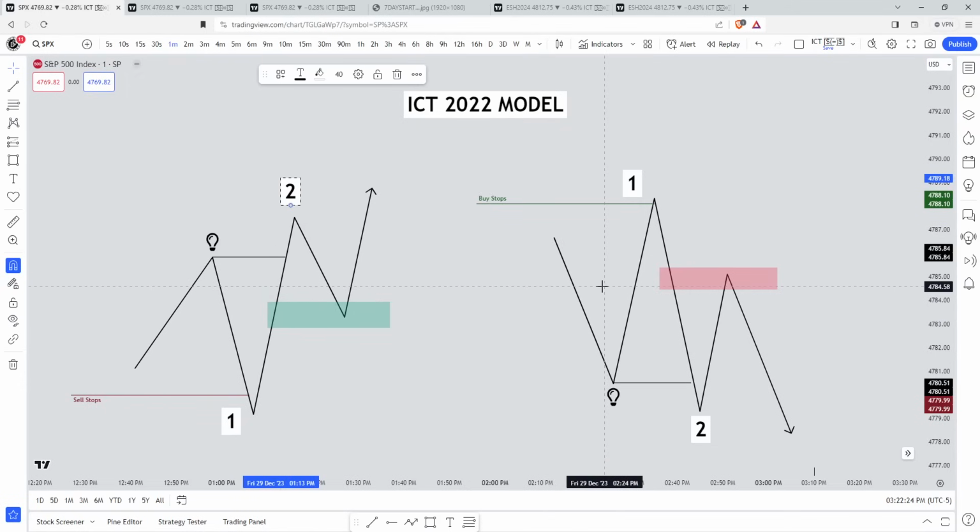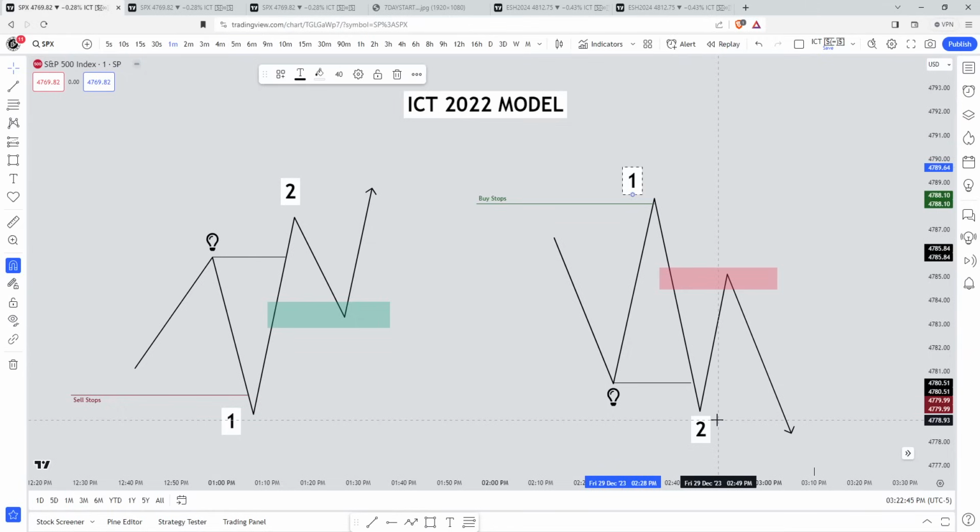Similarly, in the bearish example, in number 1, you're looking for a run on liquidity or a run on buy side liquidity. After that, you're looking for a move down to take out an old low. This is considered the market structure shift if it creates a fair value gap from 1 to 2. So there's 3 steps: a run on liquidity, a market structure shift, and a fair value gap.